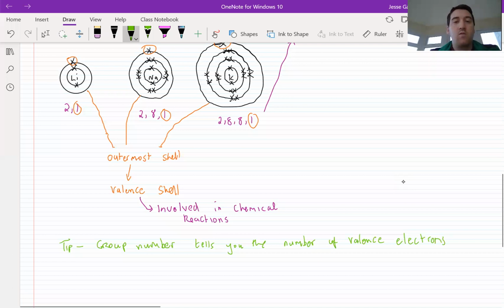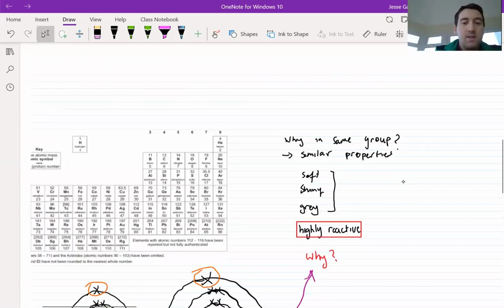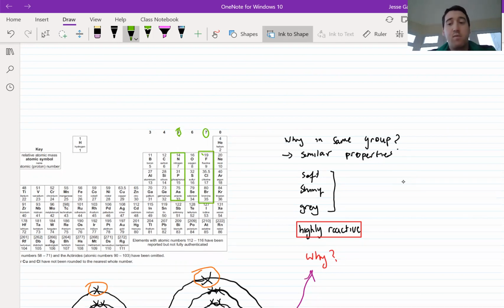So for example, these are all in group 1. If I took these elements here, fluorine, chlorine, and bromine, all the elements in this group, this is group 7. They all have 7 valence electrons. Nitrogen, phosphorus, and arsenic, these are all in group 5. They all have 5 valence electrons. We could prove this by drawing them all out and checking, but a shorter way of doing it is to know that it's equal to the group number.